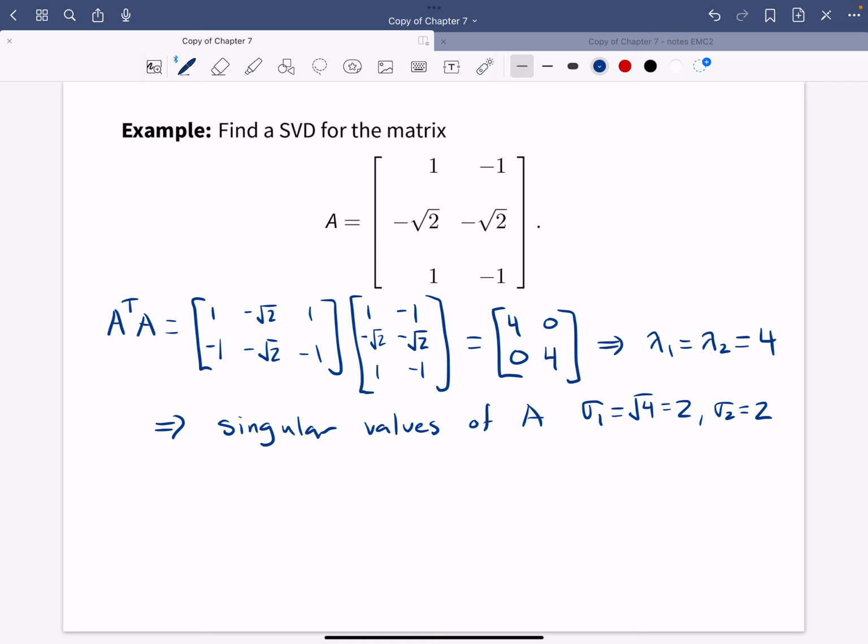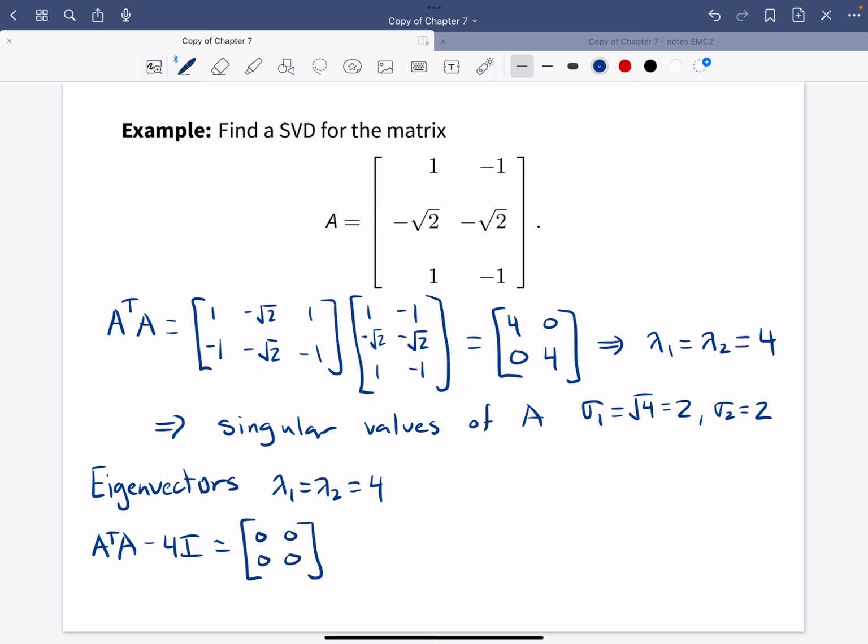Now at this point, we're going to then find the corresponding eigenvectors. So lucky for us, both our eigenvalues are the same, so we're just going to do this in one step. So lambda 1 equals lambda 2 equals 4. So we're going to take A transpose A, and we're going to subtract 4 times the identity. But subtracting 4 off the diagonal just gives us 0, 0.